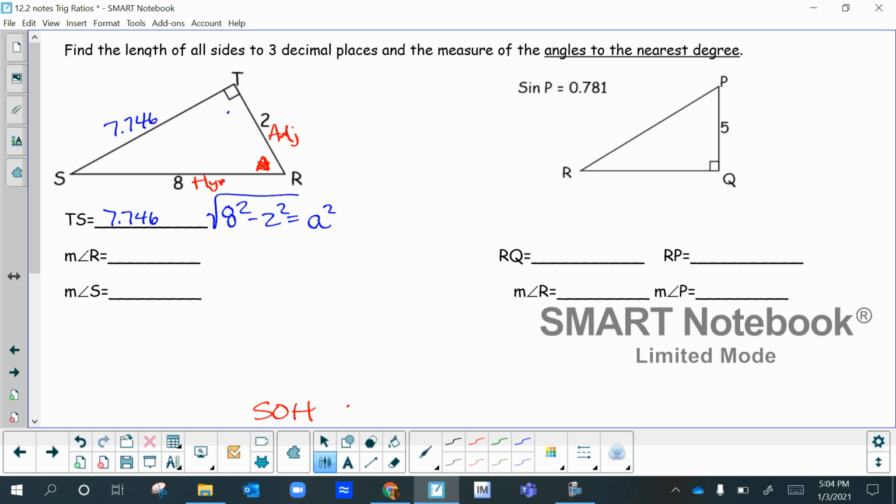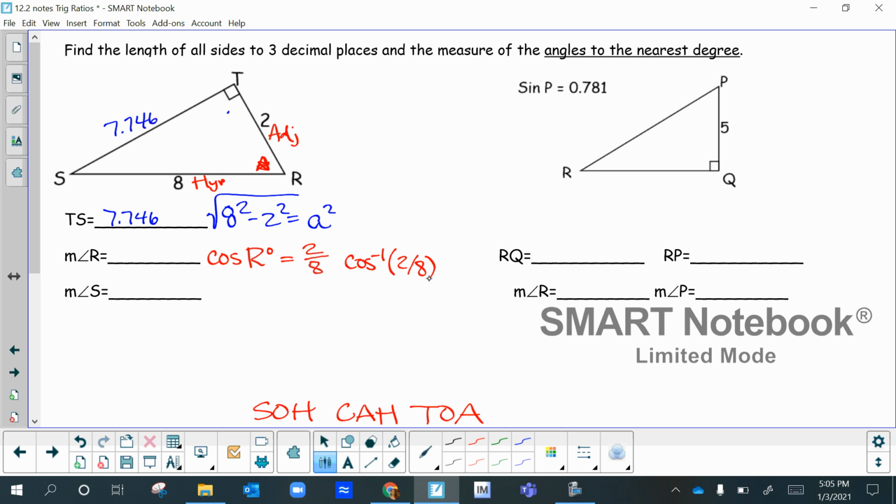I'm going to write this down at the bottom. So the SOH CAH TOA, because those are all the trig functions. So adjacent and hypotenuse is cosine. So I'm going to say cosine of angle R equals 2 over 8. Okay, and that's all you need to write down. And so what you're going to punch in your calculator, remember, whenever you're solving for an angle, you have to use the inverse function. Like that.